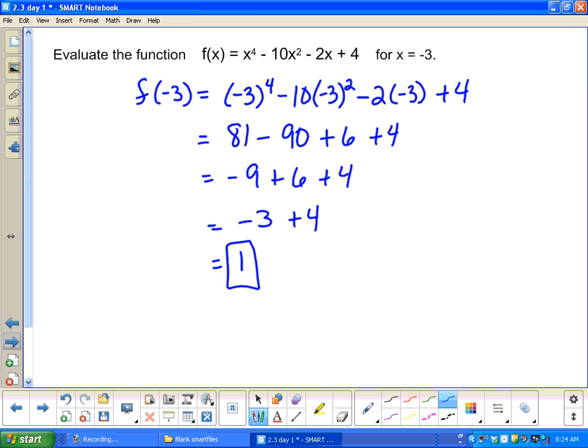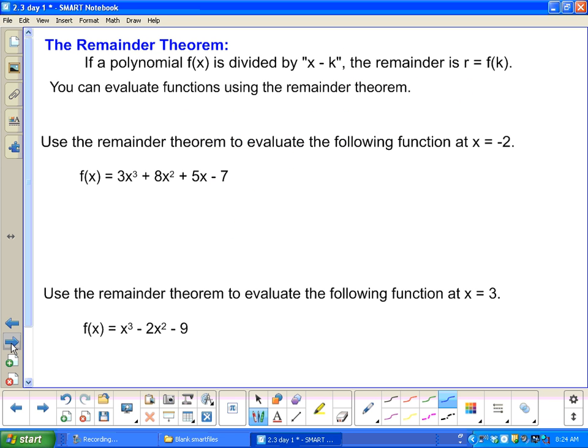Well, that seems to be a lot of work to me. So there's a theorem we could use. It's called the remainder theorem. If it's divided by x minus k, the remainder is r equals f of k. You can evaluate functions using the remainder theorem, which is evaluating using what's called synthetic substitution.